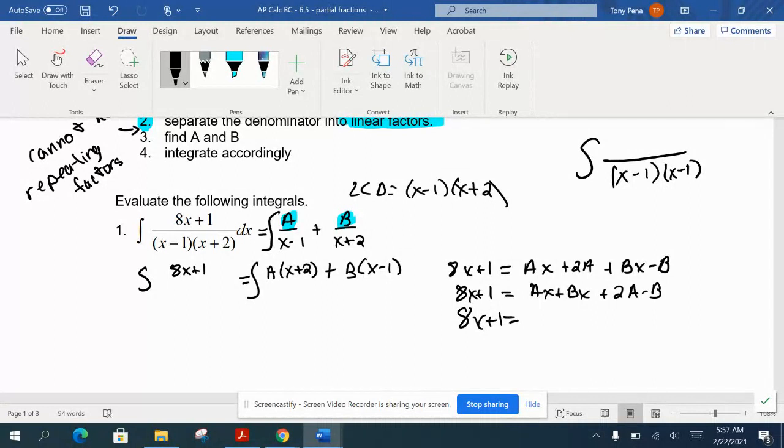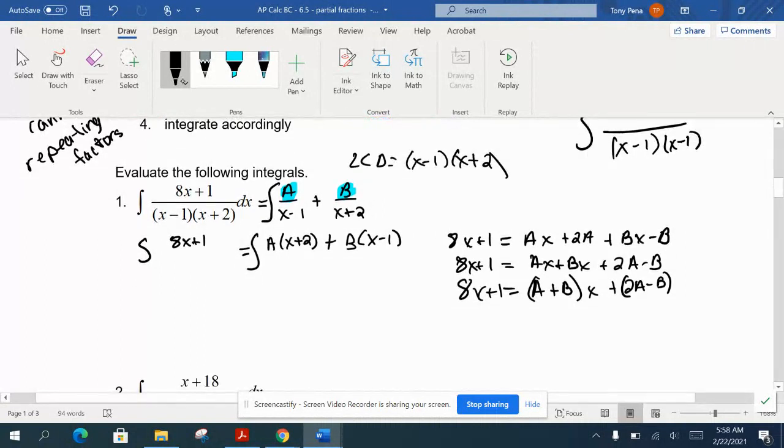From there, factor out the common factor of x for the first one. And then, well, you don't necessarily need to group these. I like putting them in parentheses so we know that then the 2a minus the b has to equal the constant on the left side. So what we would then know is that 8 has to equal a plus b. And we're just getting that.